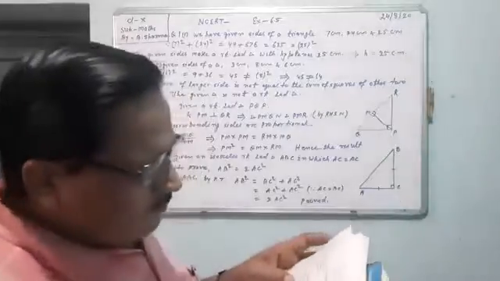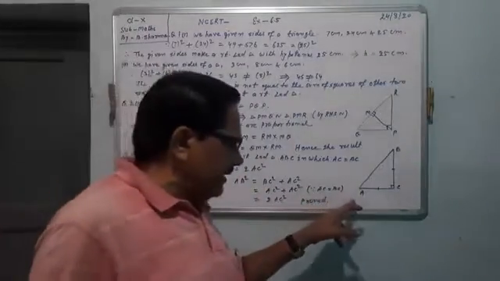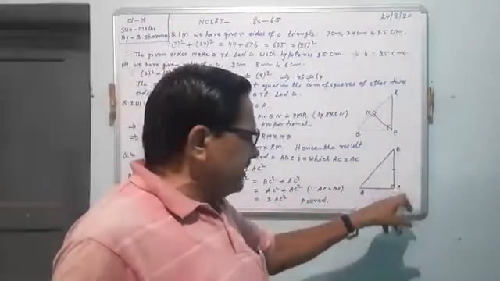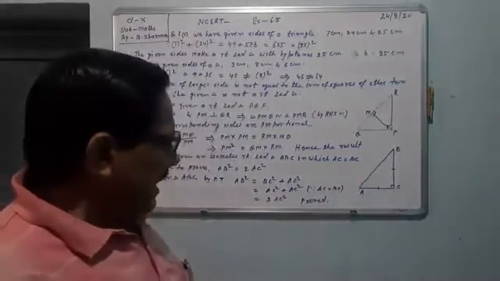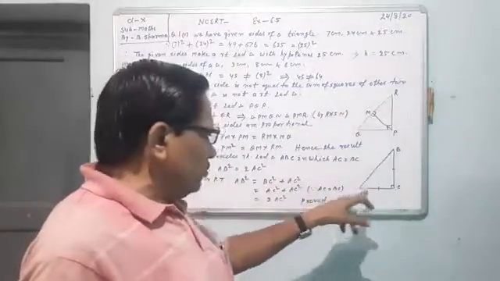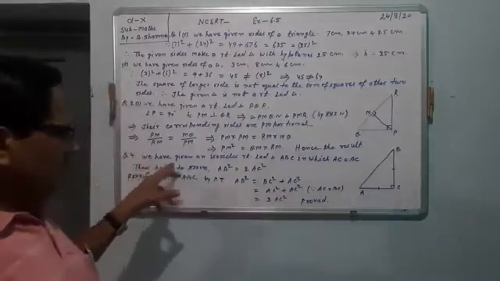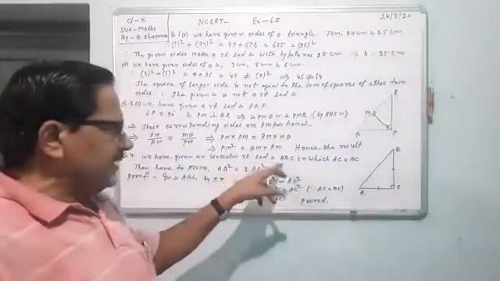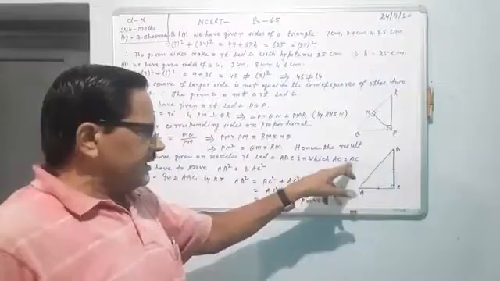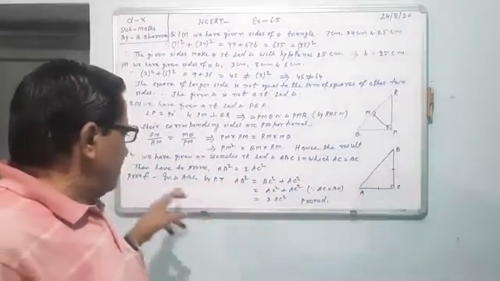In question number 4, ABC is an isosceles triangle in which AC equals BC. Then we have to prove AB squared equals 2AC squared. We are given an isosceles right angle triangle ABC in which AC equals BC and have to prove AB squared equals 2AC squared.